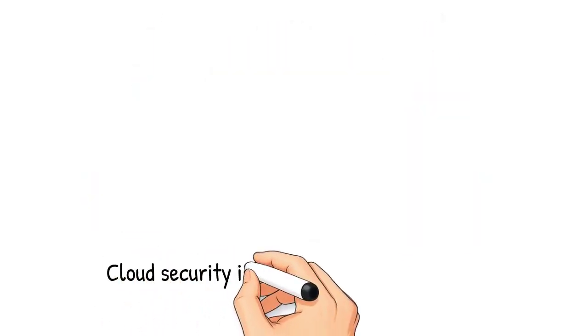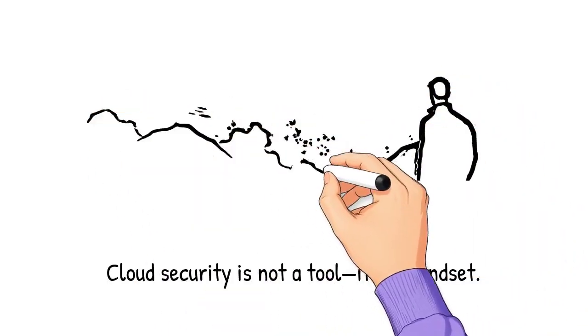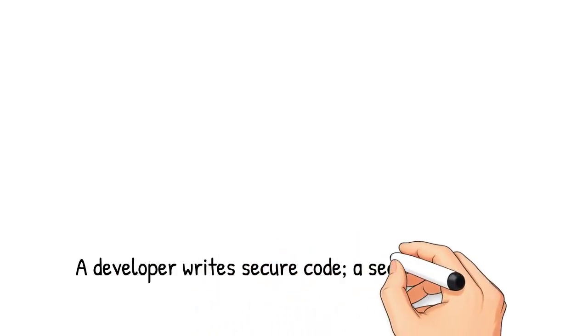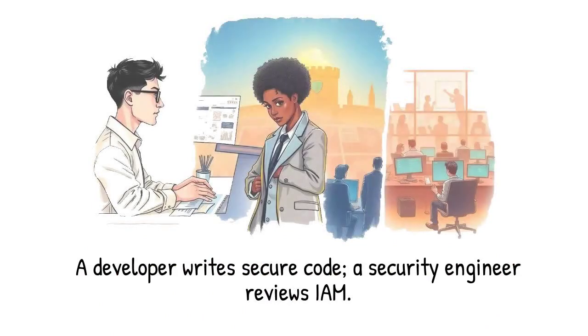The screen fades to black. Soft music begins. Cloud security is not a tool. It's not a service. It's not a checkbox. It's a mindset. The screen shows a developer writing secure code, a security engineer reviewing IAM, a cloud architect designing networks, a company enabling MFA, a team responding to alerts, a secure cloud environment glowing like a fortress.